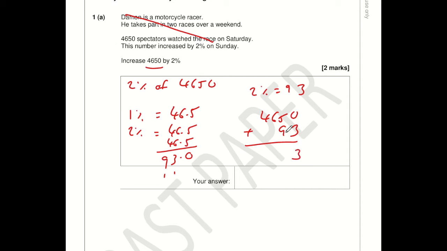0 plus 3 is 3, 5 plus 9 is 14, carry the 1. 6 plus 1 is 7, 4 plus nothing is 4. So the answer is 4,743.